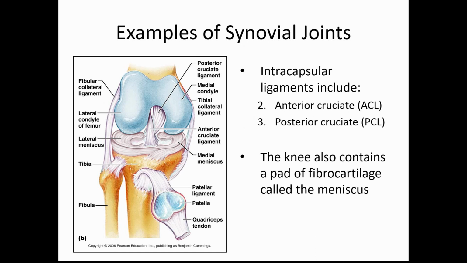Cruciate means cross. Cruciferous vegetables have a cross-shaped flower. Crucifixion is being killed on a cross. So cruciate means cross. The anterior cruciate ligament goes from the posterior of the femur and attaches to the anterior tibial plateau, whereas the posterior cruciate ligament attaches more to the anterior medial side of the femur and then comes down and attaches to the posterior of the tibial plateau.